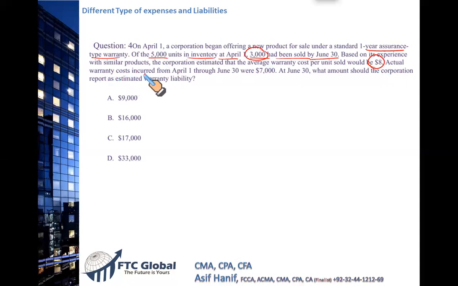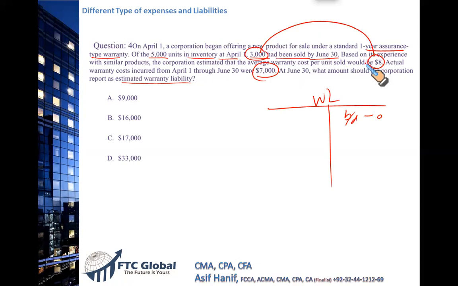Actual warranty costs incurred from April 1st through June 30th were 7,000. At June 30th, what amount should the corporation report as an estimated warranty liability? Warranty liability will have nil opening balance. Why? Because the corporation began offering a new product, which means there is nothing in the beginning. Since 3,000 units are sold with $8 estimated warranty liability, that means the total warranty expense will be 24,000, 3,000 times 8. So the entry will be warranty expense debit goes to income statement and warranty liability credit with 24,000.